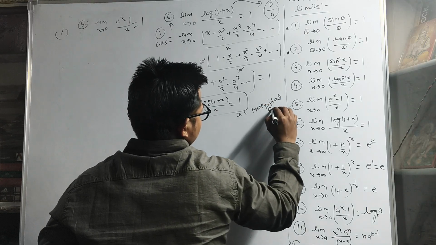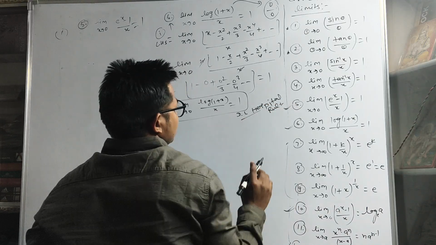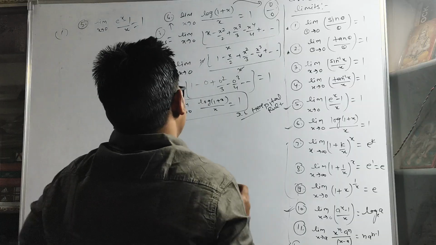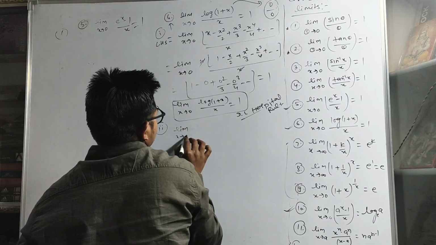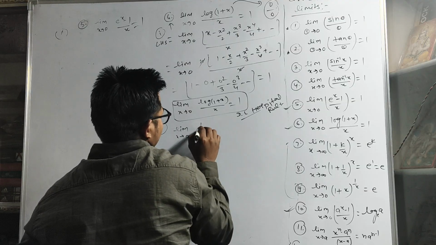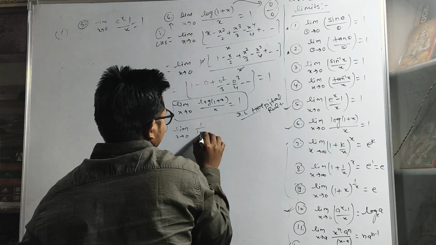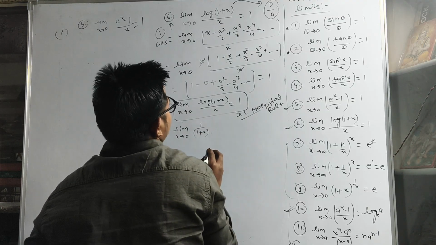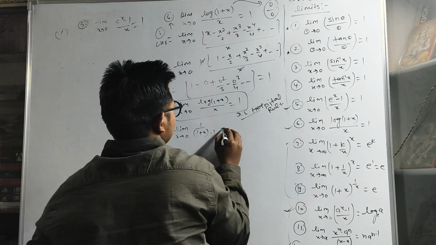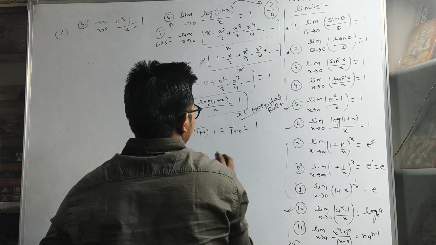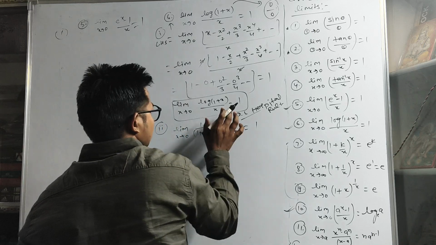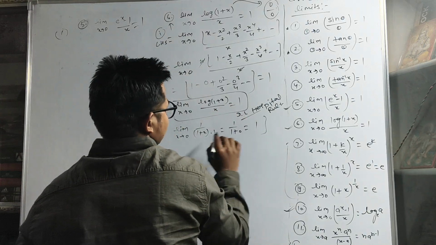L'Hospital's rule. Okay, so in this method we can simply differentiate the numerator and denominator separately. So limit x tending to 0, the differentiation of log(1 plus x) is 1 upon 1 plus x, and the differentiation of x is 1. Now we can simply put in the limit, so it will become 1 upon 1 plus 0, finally 1. So the limit of the same question is 1 also in the second method.